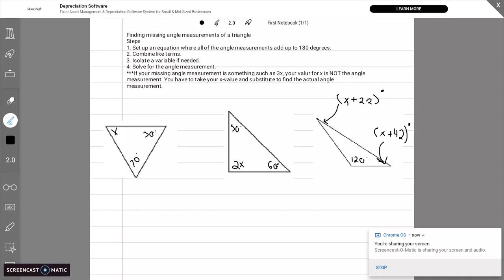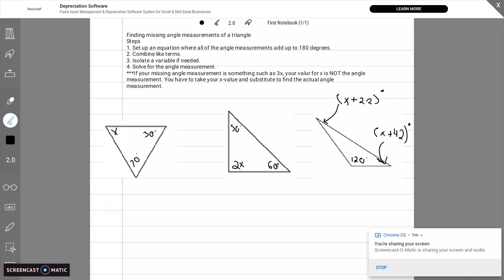So you have to set up an equation where all of your angles add up to 180 degrees. Every triangle in Euclidean geometry, which is the type of geometry that we are currently studying, yes, there's more than one, will add up to 180 degrees. So then you combine your like terms like normal, isolate a variable if needed, and you solve for your angle measurement. So in the first one, I have 30 degrees, 70 degrees, and x. And in the second one, I have 50 degrees, 60 degrees, and 2x.